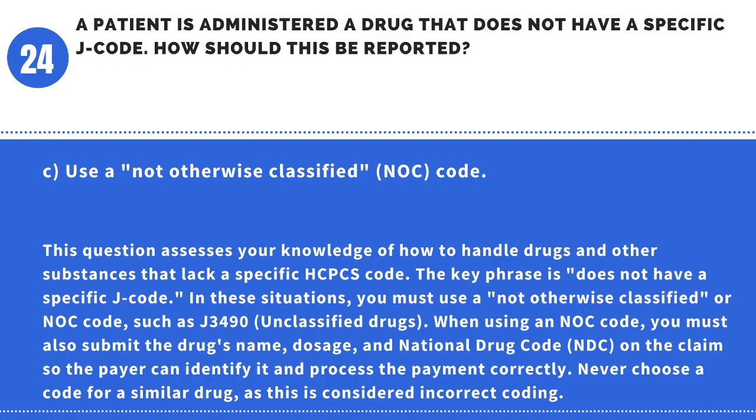This question assesses your knowledge of how to handle drugs and other substances that lack a specific HCPCS code. The key phrase is does not have a specific J code. In these situations, you must use a not otherwise classified or NOC code, such as J3490, unclassified drugs. When using an NOC code, you must also submit the drug's name, dosage, and National Drug Code, NDC, on the claim so the payer can identify it and process the payment correctly. Never choose a code for a similar drug, as this is considered incorrect coding.